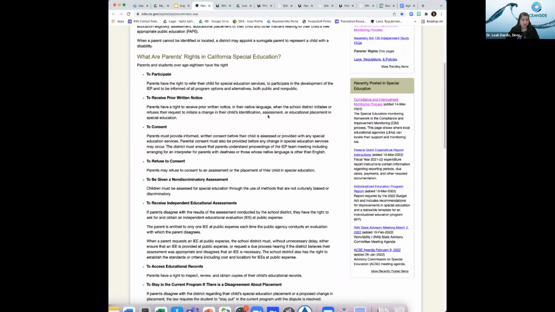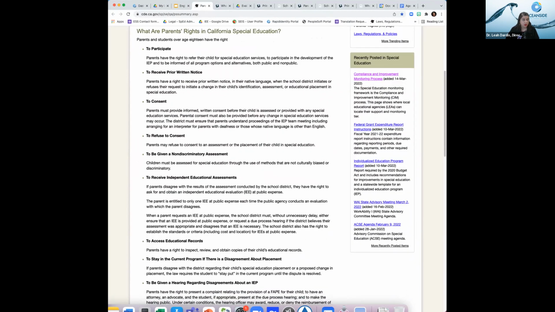Parents and students over the age of 18 have the right to participate in their special education services, participate in the IEP, and be informed of all options. You have the right to receive a prior written notice. For example, our assessment plan is a prior written notice. When we ask you to sign to come to a meeting, that's a prior written notice. Any of those documents that we ask you to sign or that we send to you is a prior written notice to say to you, these are what we're trying to talk with you about in a formal way so that you're not surprised.